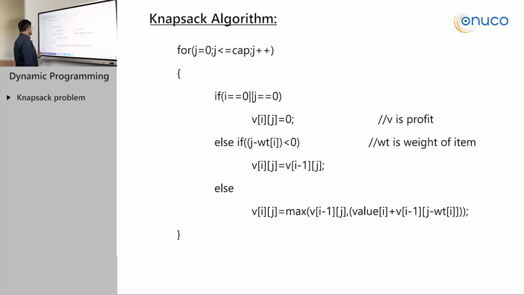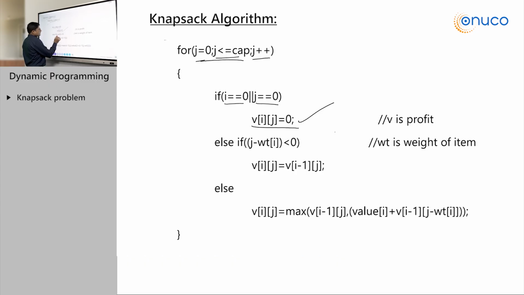Okay. So let us see here the algorithm. For I = 0, I < number of items, I++; for J = 0, J < capacity of the bag, J++. If I is 0 — what is I? I represents items, J represents capacity. If both are 0, as I discussed, V of I,J will be 0. If capacity of the bag is 0, profit is 0. If number of items is 0, profit is 0. So V of I,J is 0.